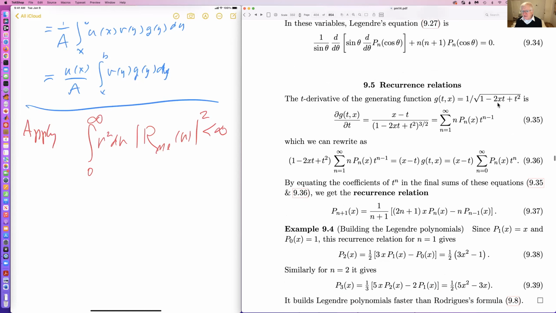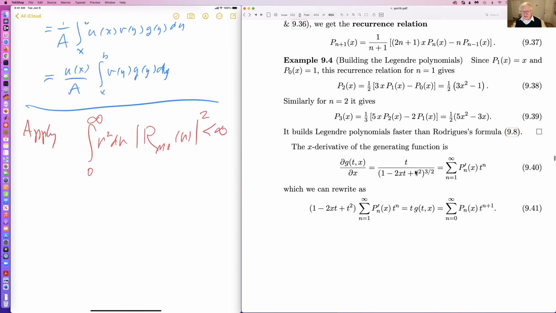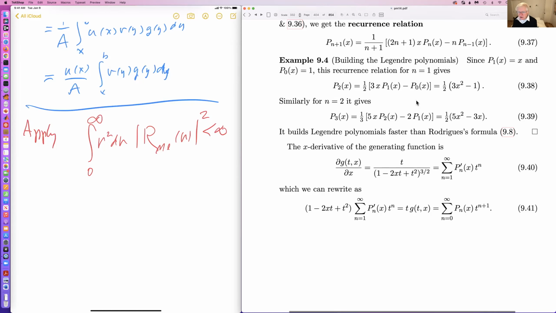The generating function gives us a bunch of recursion relations. If you take the t derivative, you get that. You can then rewrite it in this way, and if you equate coefficients of t to the n, you get this expression, which is called a recurrence relation. And that allows you to build up the Legendre polynomials. In fact, computer programs very often use recurrence relations rather than something like Rodrigues's formula.